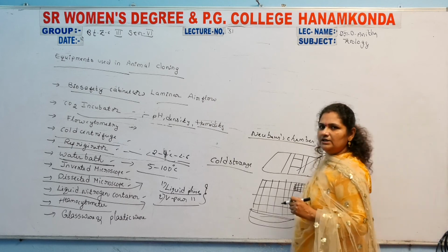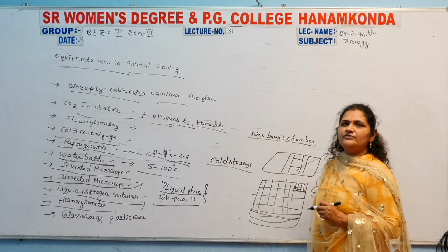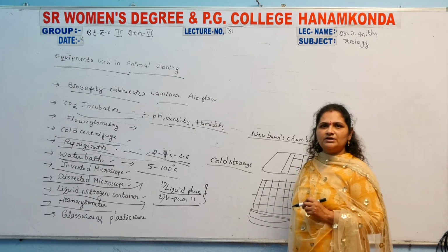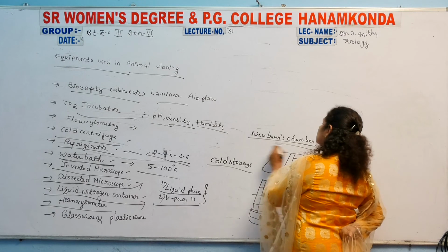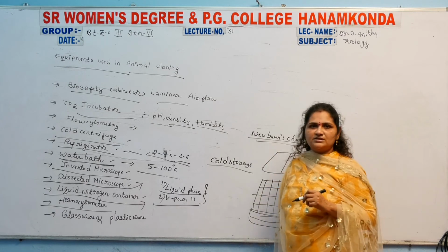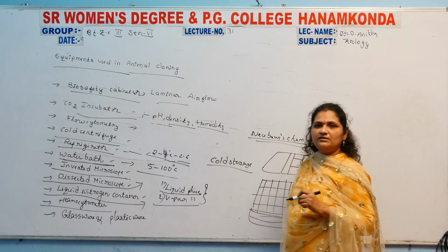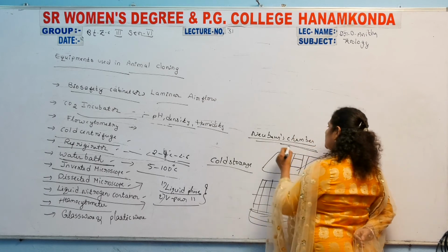It is mainly helpful for counting the cells. The number of cells is counted and calculated with the help of the Neubauer chamber.